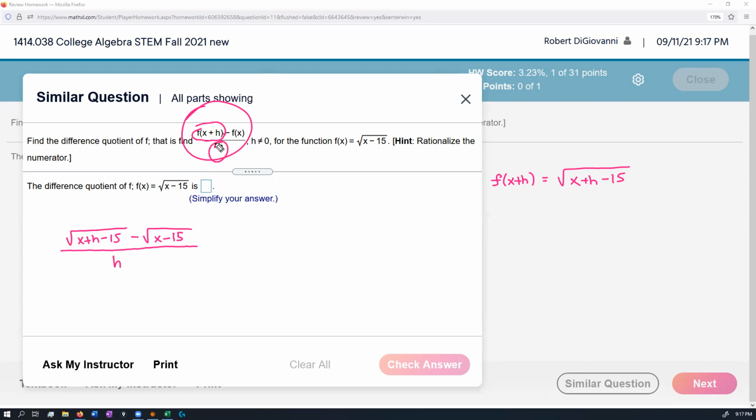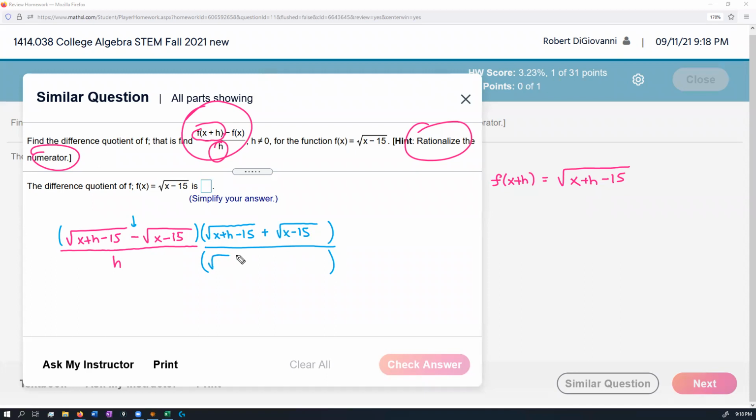All right, now, the only way we can do this, they give us a hint, rationalize the numerator. So this is just a trick, okay? Doesn't make sense why we do this, but once we do it, you'll see why it works. What we're gonna do is we're gonna multiply the top and bottom of this fraction by one, but it's a very special one. It is the square root of x plus h minus 15, but instead of a minus, we're gonna put plus. This is known as the conjugate.